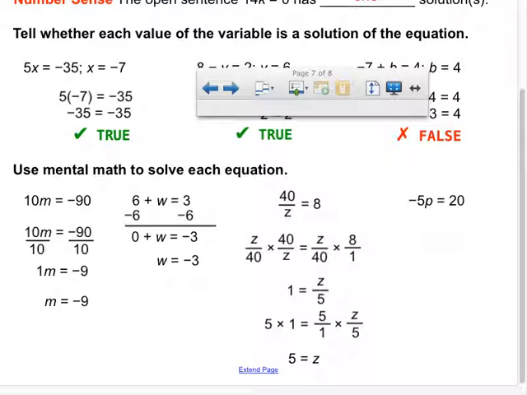I need to do what to get p by itself? Divide by? Not 5. -5. Divide by -5. Okay? And then -5 divided by -5 is what? It's 1. Remember, a negative divided by negative, same sign's positive. And also, I've been saying all along, if you divide by the same thing, it's 1. So 1y equals -4 because positive 20 divided by -5. And then y equals -4.